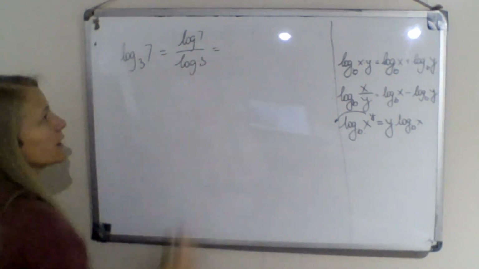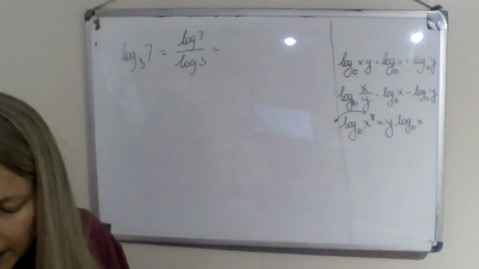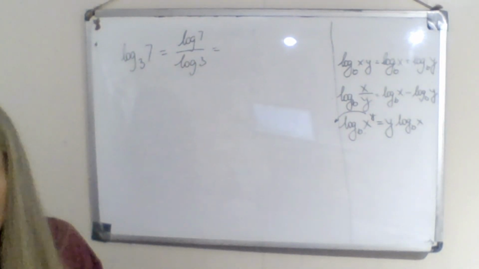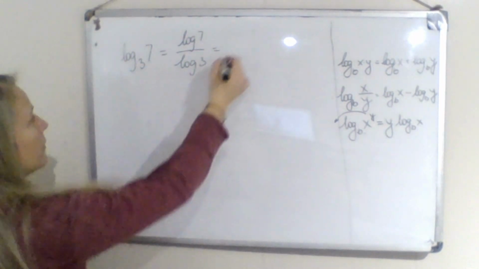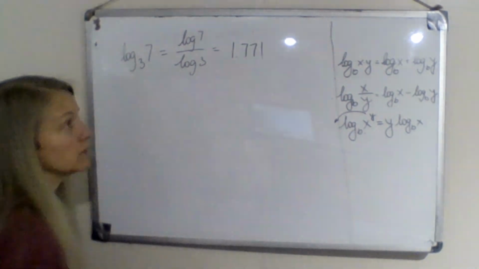You would put this in your calculator. They're wanting us to use the values of example 1. We're not going to do that. And we get about 1.771. This is where we are.